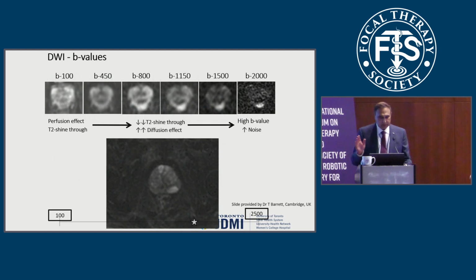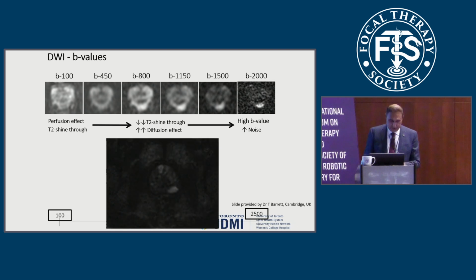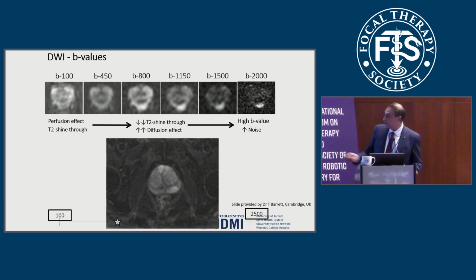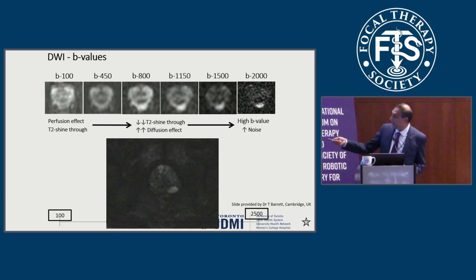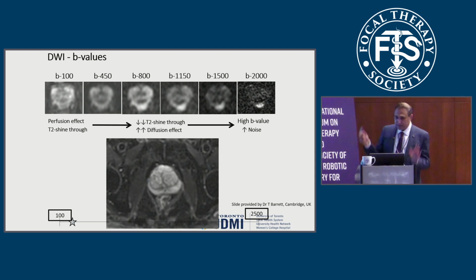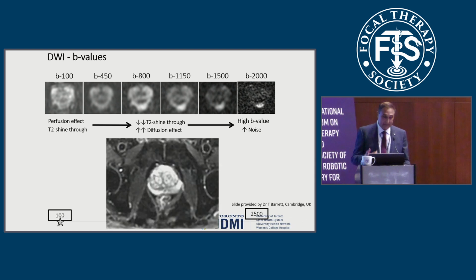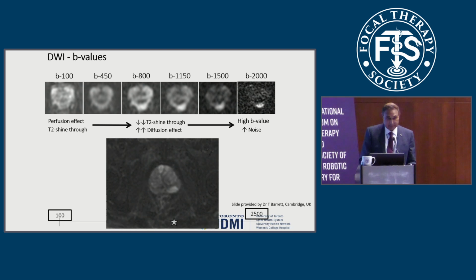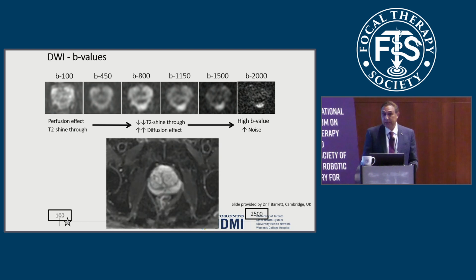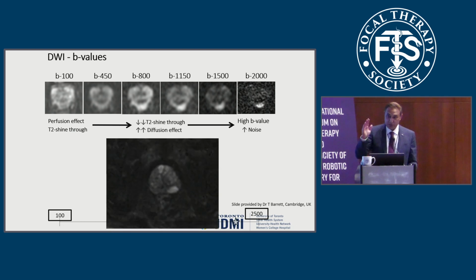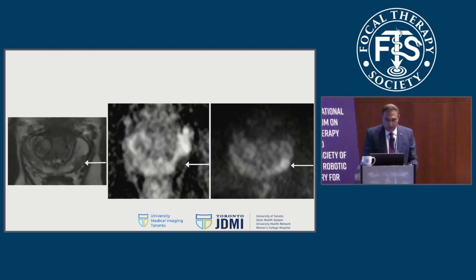And the higher the B value, the more the diffusion effect. As you can appreciate here, there's a lot of perfusion effect. The higher you go, it suppresses the benign tissue, and it highlights what are the areas that need to be interrogated on diffusion-weighted imaging. So that's the advantage if you're looking at high B value, though your magnet may not allow you to have a B value of over 2,000, and there's going to be some noise as you increase the B value.